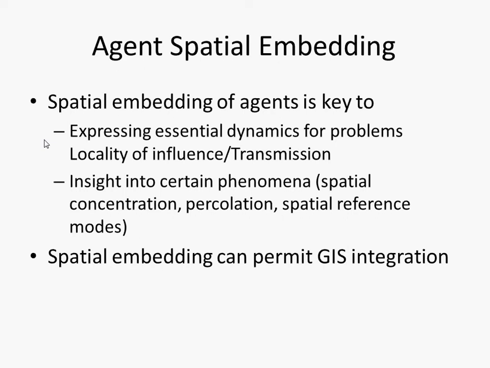Representing spatial topology or spatial layout can also give us insight into certain phenomena. So spatial concentration, for example, of environmental chemicals, adverse chemicals, contaminants within certain regions of space. Of prions, we saw that in the deer movement model for chronic wasting disease, percolation movement down rivers or what have you. And spatial reference modes, cases where models give rise, like that model we started with on our first day of class, I believe it was, which gave rise to those rings of infection spread. Spatial reference modes that complement the kind of temporal reference modes we're used to dealing with in system dynamics.